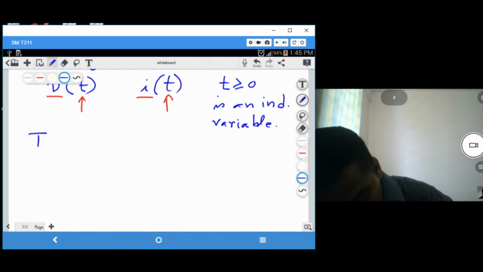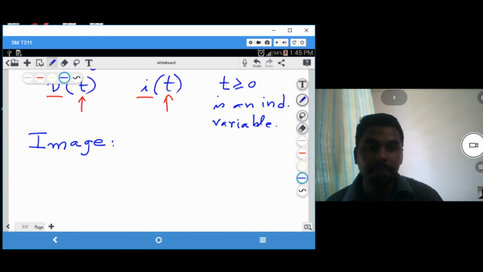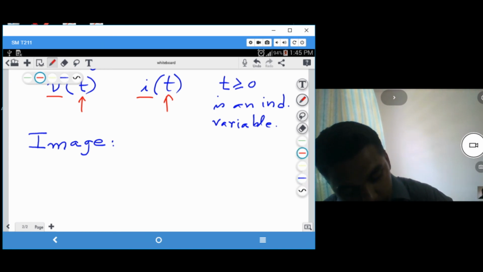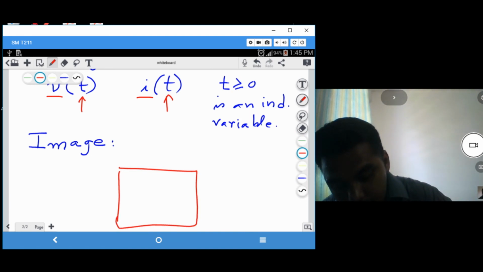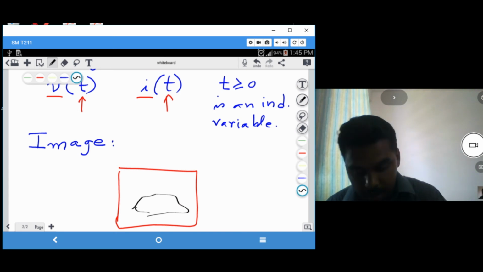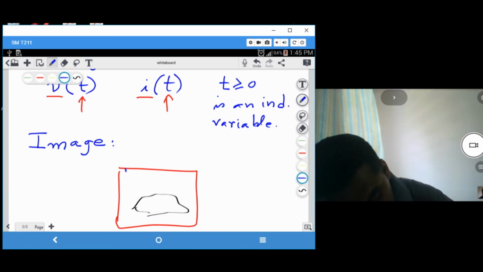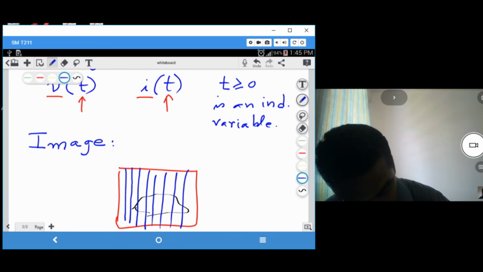We consider the second example of a signal, which is an image. How do we represent an image? An image is a picture. So let us draw an image. The image is encapsulated inside this rectangular box. There is some object in this image. And a digital image, for instance, is comprised of a certain number of columns and a certain number of rows. So we represent it by the grid representation.